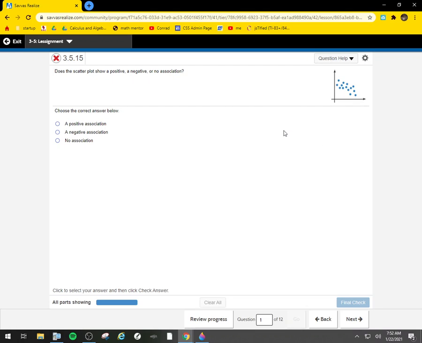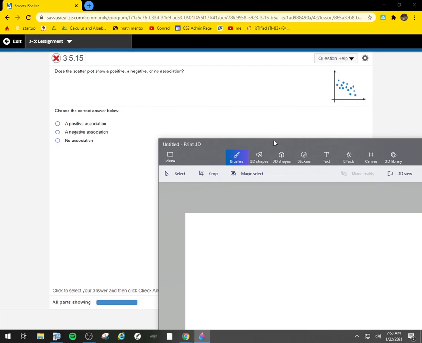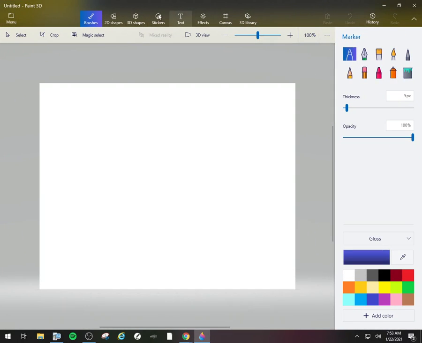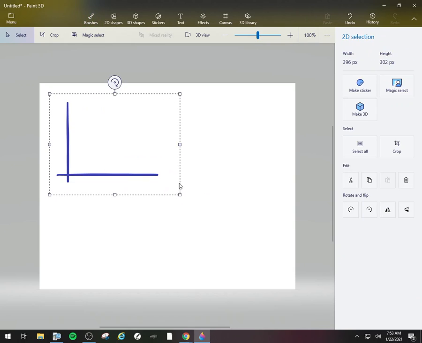So our first question, though, asks, does the scatter plot show a positive, a negative, or no association? So let's talk about that. Let's talk about what a scatter plot is and what an association is. So first thing that we're going to want to draw to talk about this is I'm going to draw a little axis, x and y axes. Sorry, axes, that's the plural of axis.